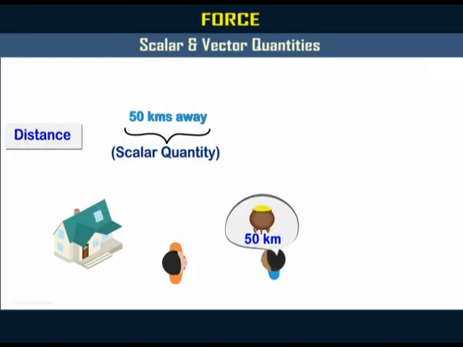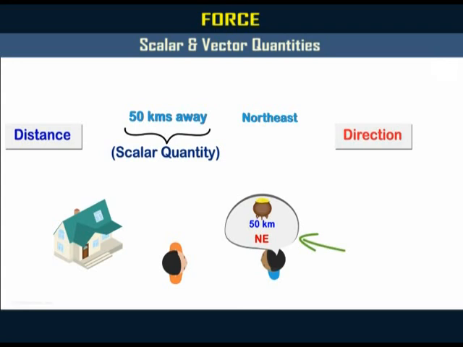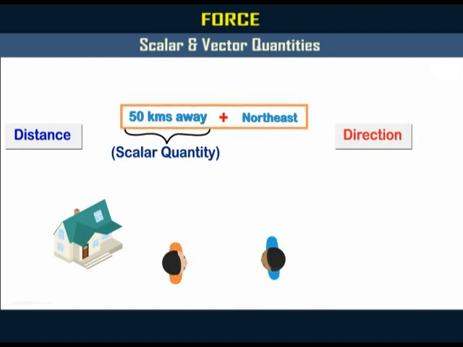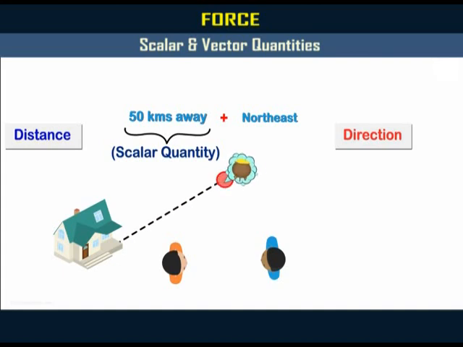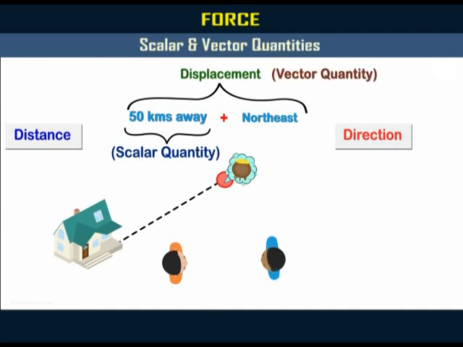If your friend says 50 kilometers northeast, then you have all the information on the precise location of the item. This is now a two-dimensional information. It has both magnitude, 50 kilometers, and direction, northeast. This now becomes displacement. Quantities like displacement that have both magnitude and direction are called vector quantities.